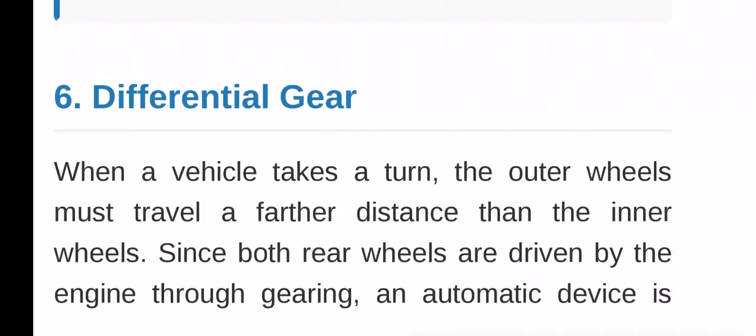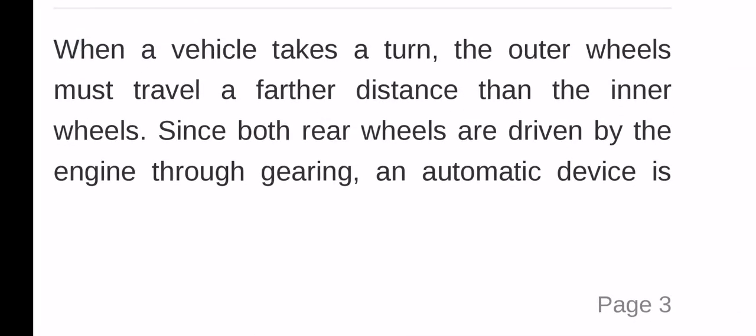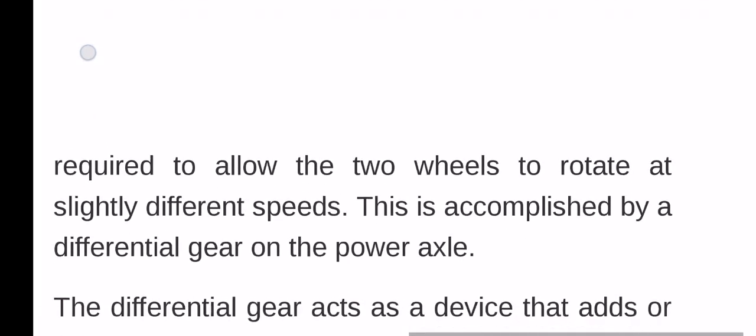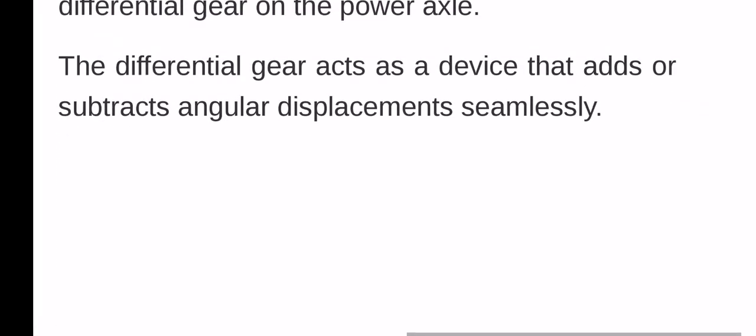Differential gear. When a vehicle takes a turn, the outer wheel must travel a farther distance than the inner wheel, since both rear wheels are driven by the engine through gearing. An automatic device is required to allow the two wheels to rotate at slightly different speeds. This is accomplished by a differential gear on the power axles. The differential gear acts as a device that adds or subtracts angular displacement seamlessly.